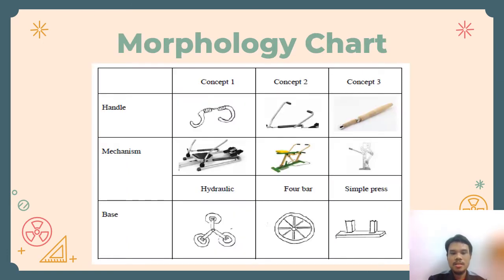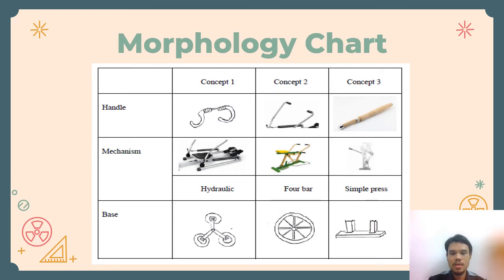About this slide, this morphological chart was created using a variety of items that are commercially available. The chart is used to evaluate the design, functionality, and essential components of the product. In concept 1, the handle uses a sport bicycle bar handle. The mechanism uses a hydraulic system and the base uses a planetary wheel.